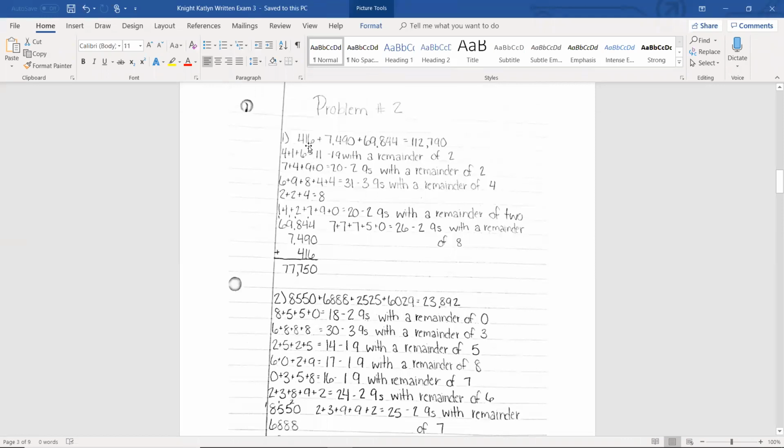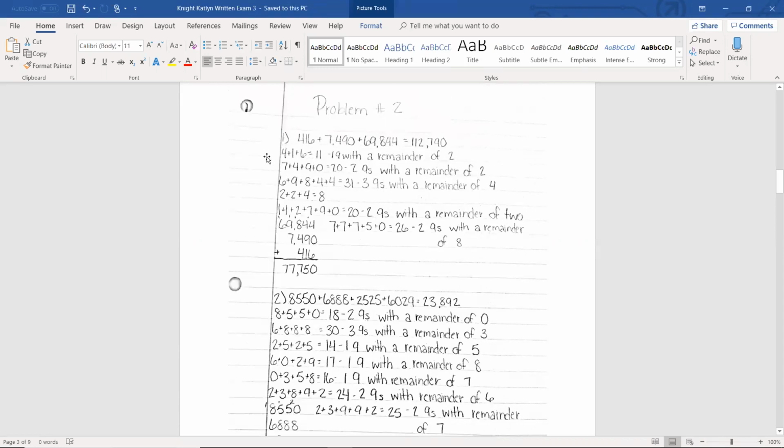So we've got 416 plus 7,490 plus 69,844 equals 112,790. So what we're going to want to first do is get the sum of the digits of these numbers and divide them by 9, and then our remainder is what we are really going for. So for 416, we have 4 plus 6 plus 1, which is 11. So that's 1 nine with a remainder of 2.